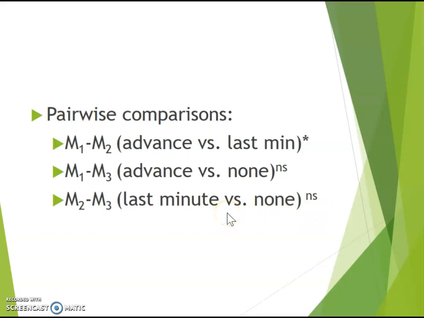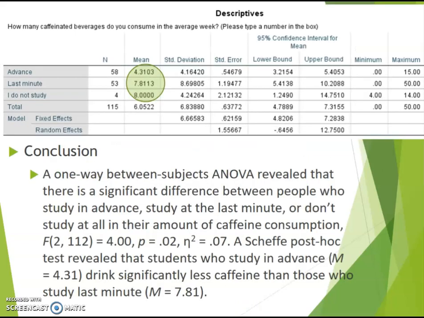So I'm going to use these notes now to finish up writing my conclusion to represent these post-hoc test findings. So here we're going to add to our conclusion. We ended our conclusion right here before, so now I'm just adding these findings for my post-hoc test. I'm going to say a Scheffe post-hoc test revealed that students who study in advance, so we report the mean for that group, which I just got up here from my descriptive statistics, that is their average amount of caffeine that they consumed, so they drink significantly less caffeine than those who study last minute. Again, I got that group's mean from up here in our descriptive statistics.